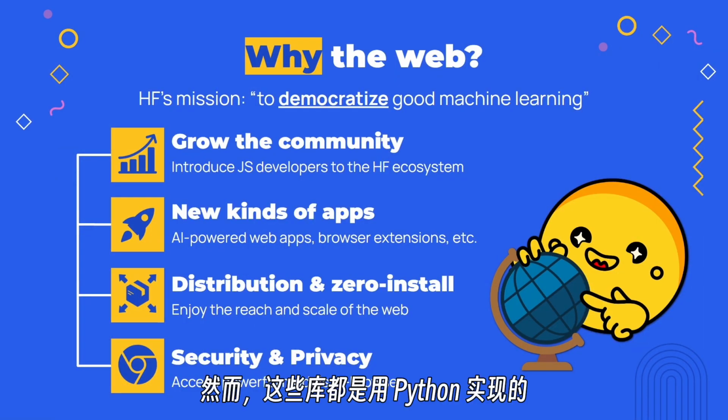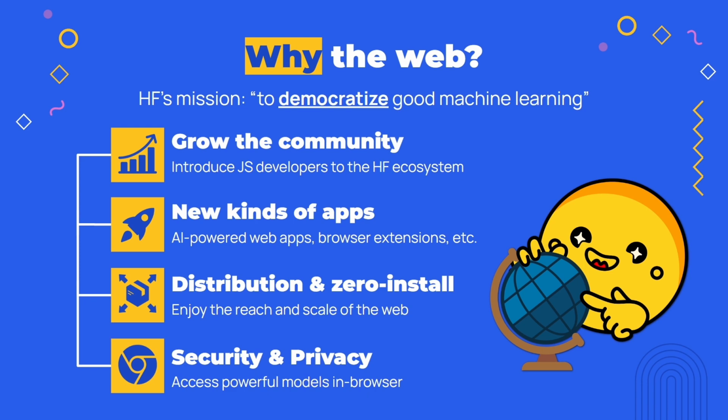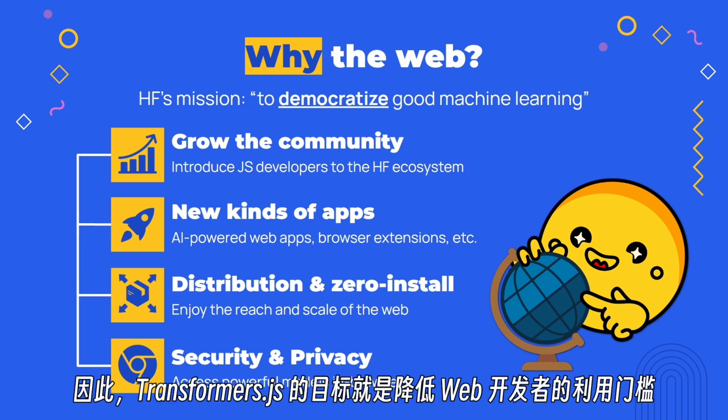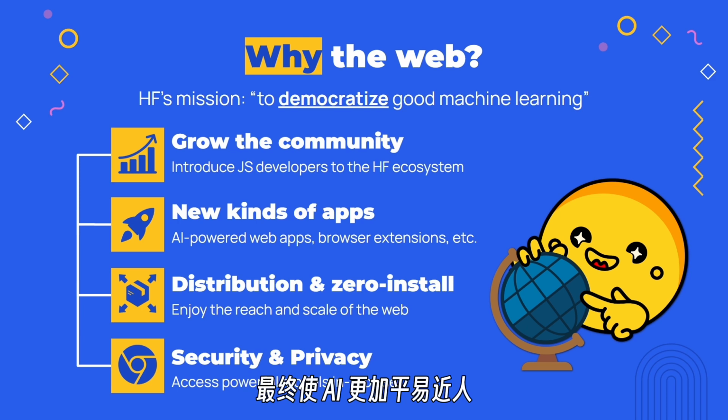However, these are all implemented in Python, meaning they aren't as easily accessible to, say, web developers, even though they make up a significant portion of software engineers. So, the goal of Transformers.js is to help lower the barrier to entry for web developers, and to help bridge the gap between web development and machine learning, ultimately making AI much more accessible.